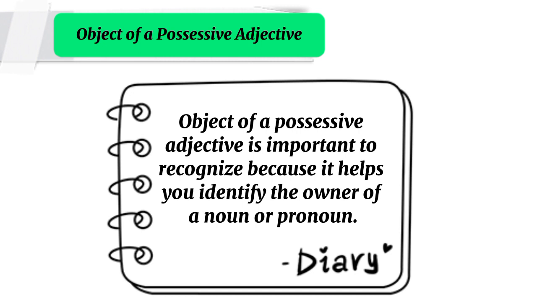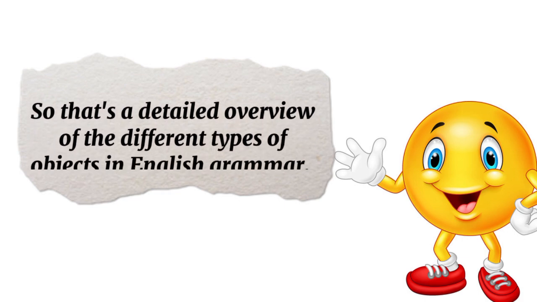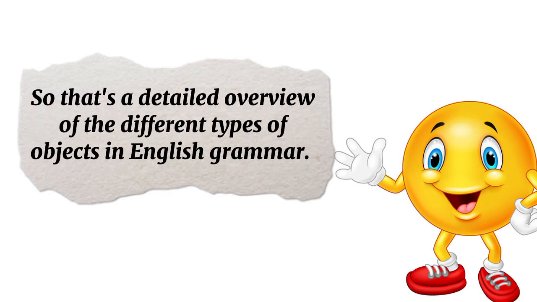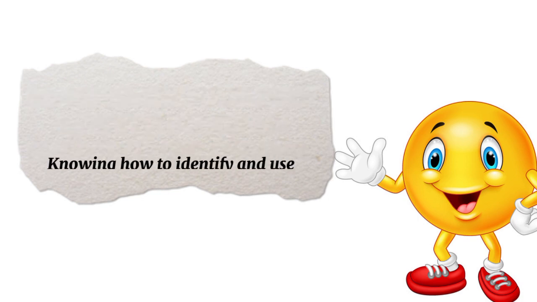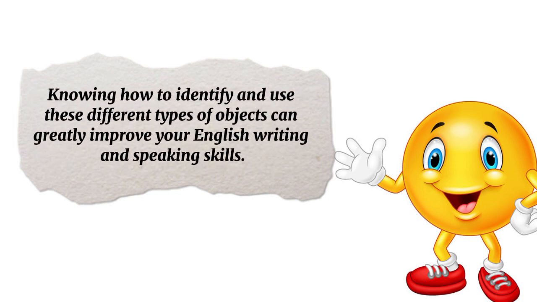So that's a detailed overview of the different types of objects in English grammar. Knowing how to identify and use these different types of objects can greatly improve your English writing and speaking skills.